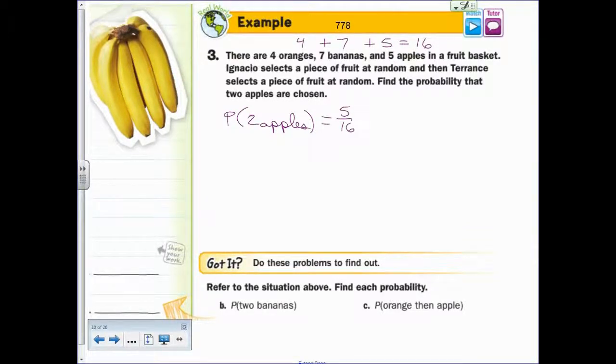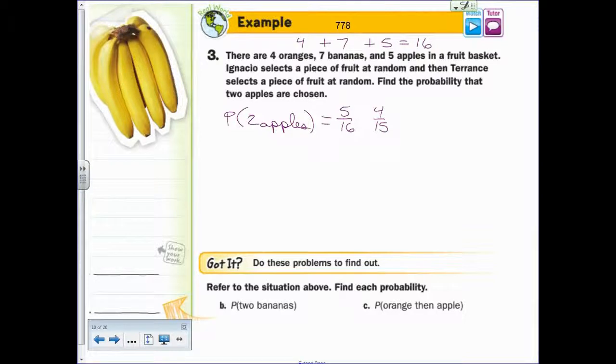Once one apple is chosen out of the fruit basket, there are no longer 5 apples in the fruit basket. There are only 4. But also, there's no longer 16 pieces of fruit in that fruit basket. Because one piece has been taken out, there would now only be 15 pieces of fruit. So the probability of the second person, Terrence, picking up an apple after Ignacio has already selected one would only be 4 out of 15.